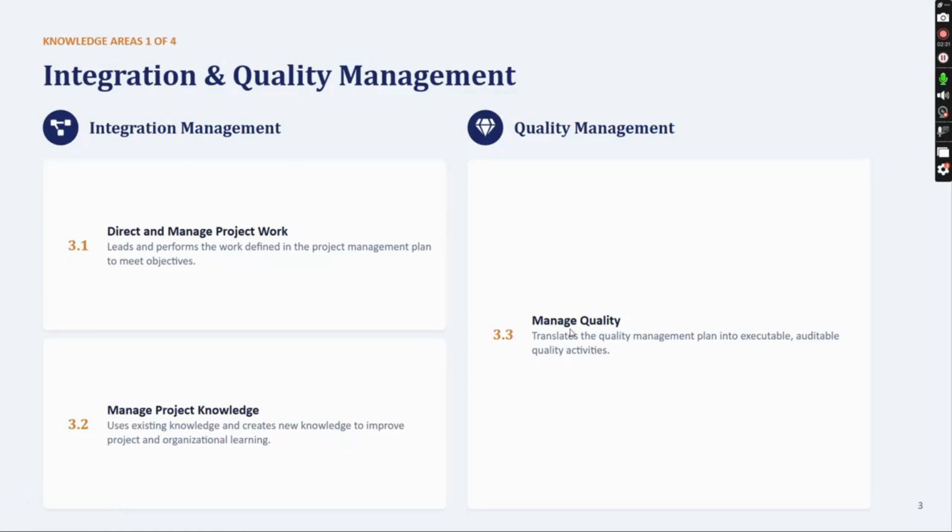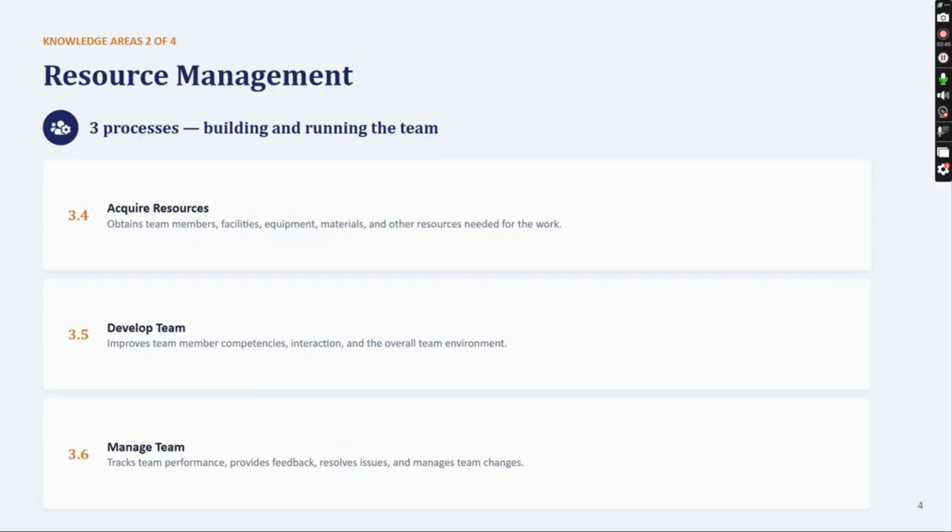Then comes the quality management. It translates the quality management plan into executable and auditable quality activities. We saw plan quality management. Now we are going to translate the quality management plan into executable and auditable quality activities.